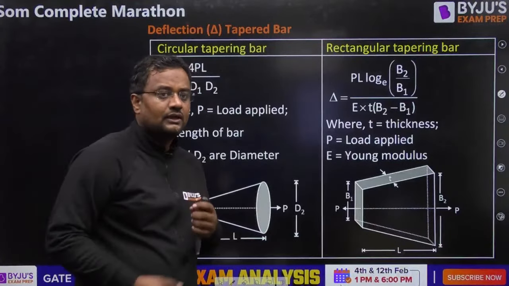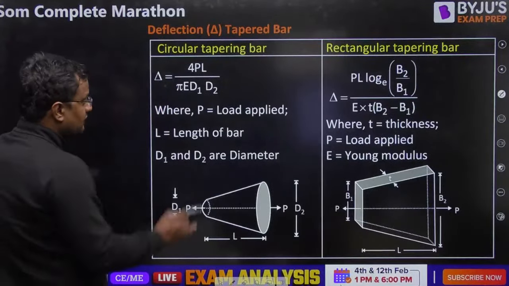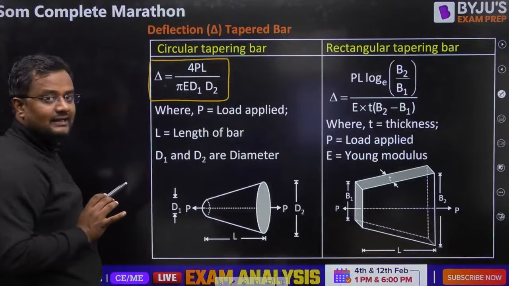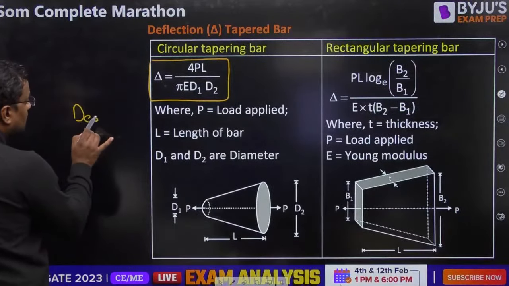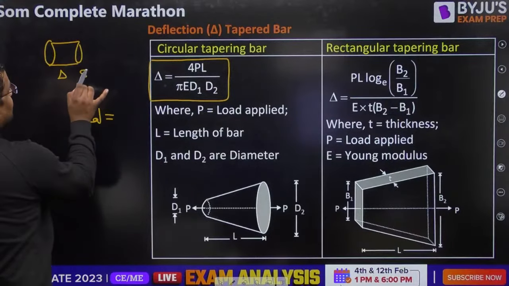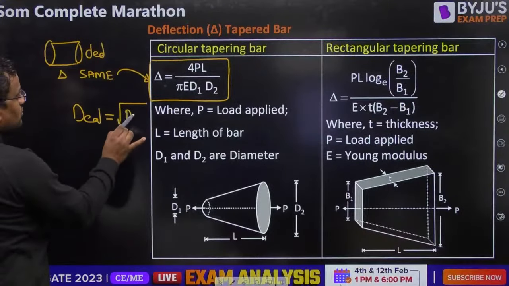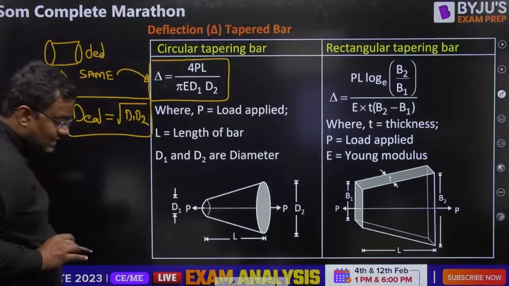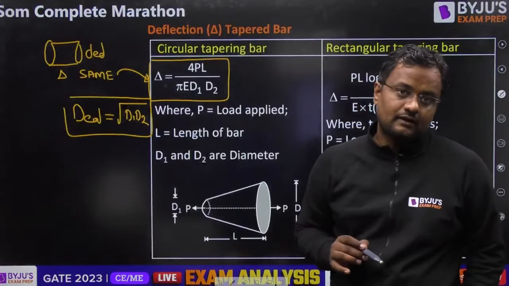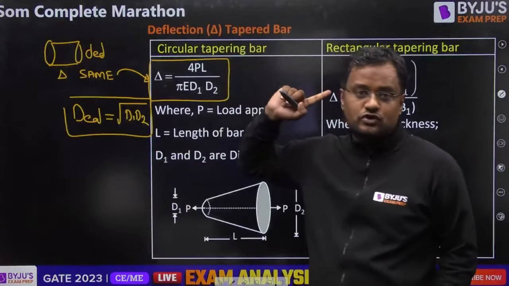Now, when there is a tapered bar having diameter D1 here and D2 here, the deflection in that case is 4PL by pi E D1 D2. Of course, not going into the derivation. Can you tell me the D equivalent? D equivalent means a constant diameter which gives the same deflection as the tapered bar. That D equivalent is under root D1 D2, that is the geometric mean.